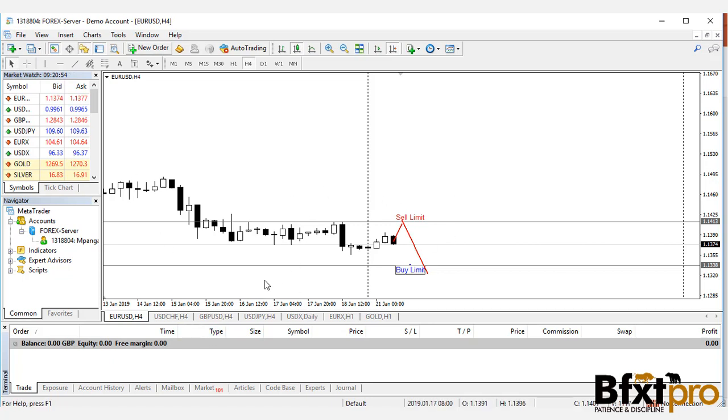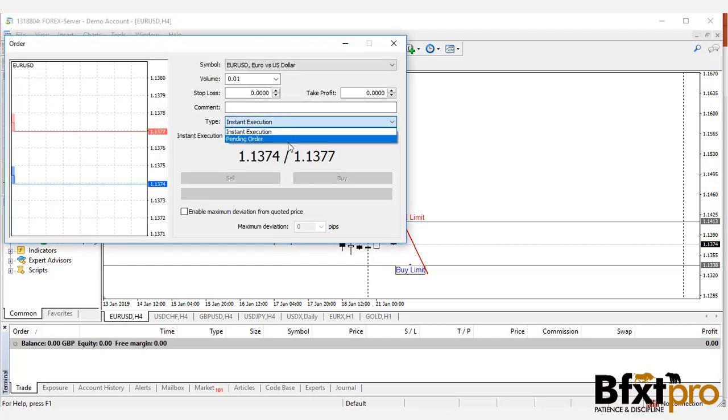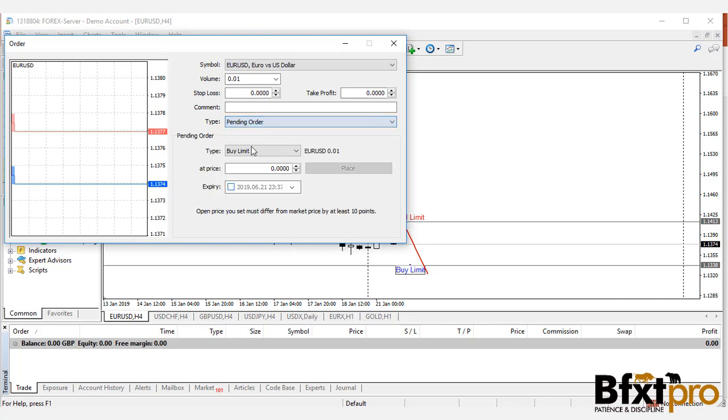Yeah, that's it with the buy limits and the sell limits. Sell limits at the moment, so it's a bounce. So for a sell limit, you go to new order, then pending order, and then sell limit. Then at what price you're going to say 1.11413. That's it. Then you place your order.